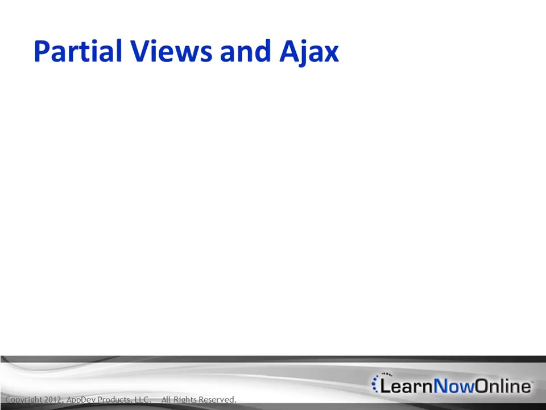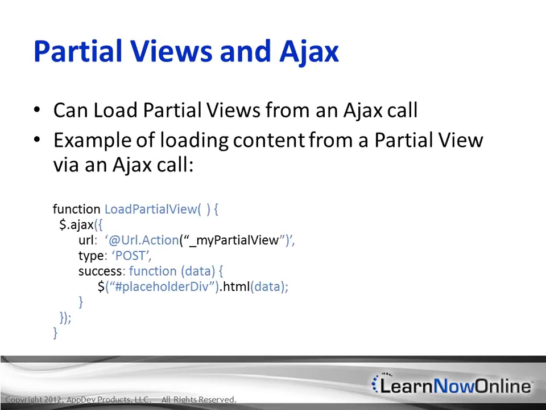One of the nice things in MVC is that you can actually load partial views via Ajax call. Here's an example of loading a partial view from an Ajax call. Here we have a simple JavaScript function called load partial view, and within it we are using a jQuery.ajax call. We are passing our URL, which is defined by the @Url.Action. And then in parentheses, we are saying my partial view, which is shown with the underscore in front of it.